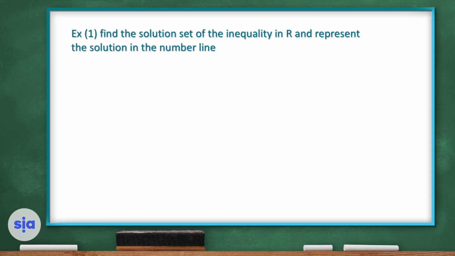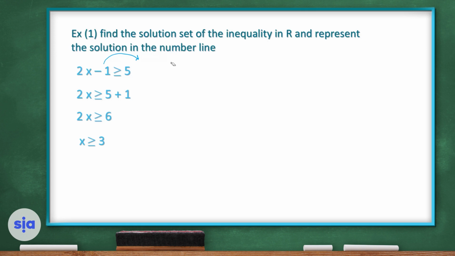Exercise 1. Find the solution set of the inequality in R and represent the solution in the number line. 2x minus 1 is greater than or equal to 5. Then the 1 will be moved to the other side as a plus 1. So 2x is greater than or equal to 5 plus 1. Then 2x is greater than or equal to 6. We divide both sides by 2. So x is greater than or equal to 3.